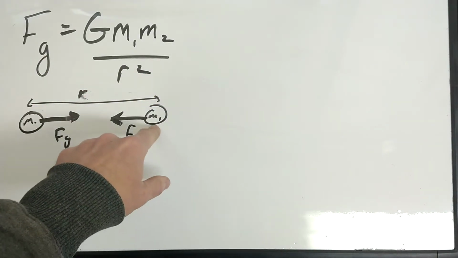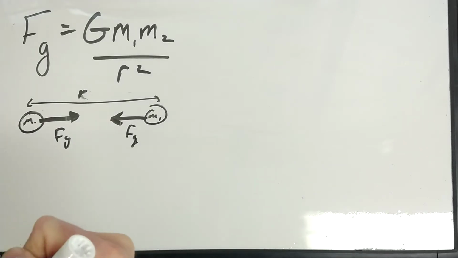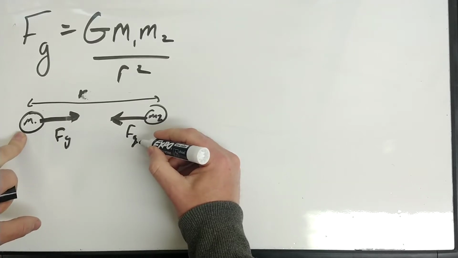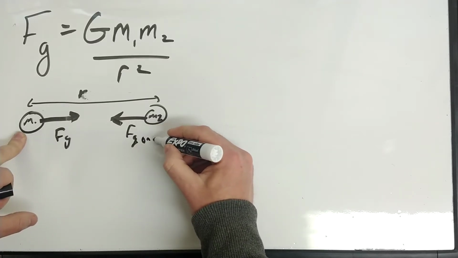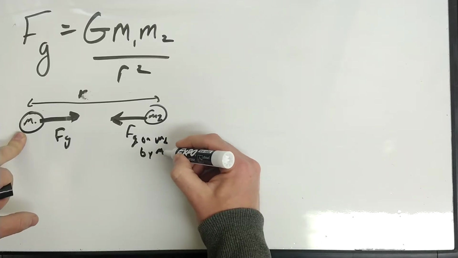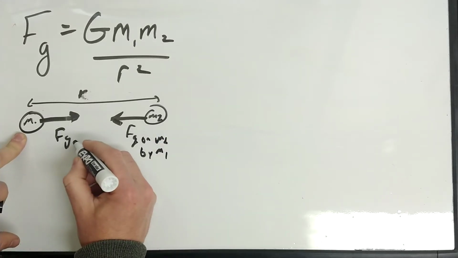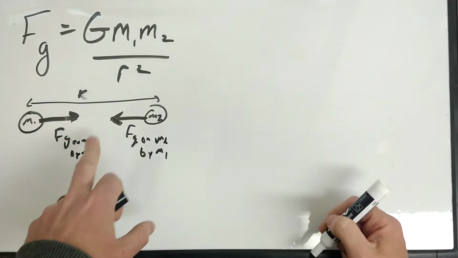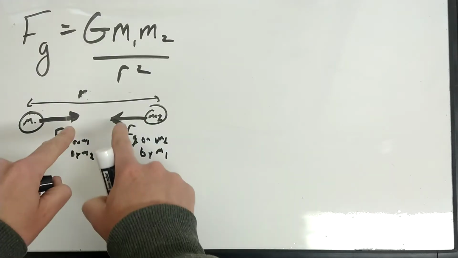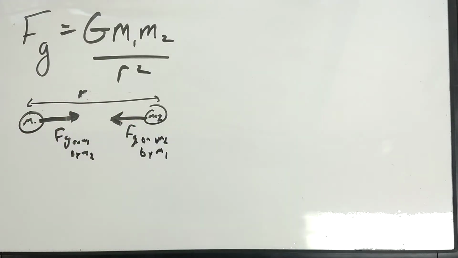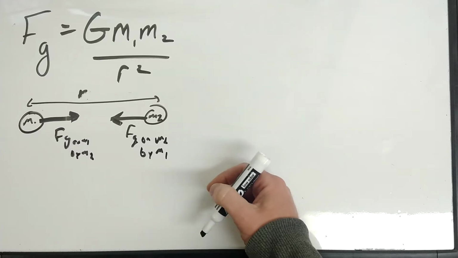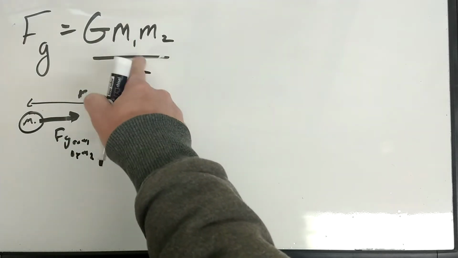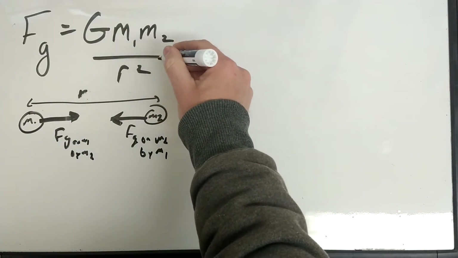The force on m1 is coming from m2, and the force on m2 is from object 1. Fg on m2 by m1, and this is on m1 by m2. Newton's third law: equal magnitude, opposite direction. So in general, that's the format of the force.